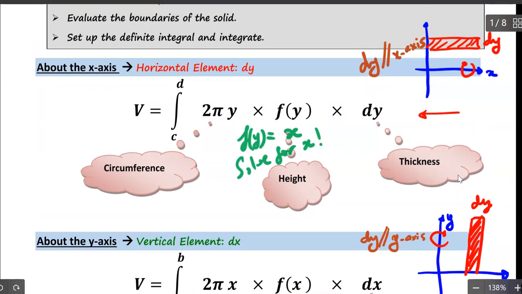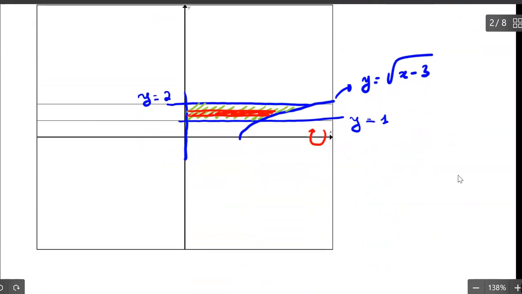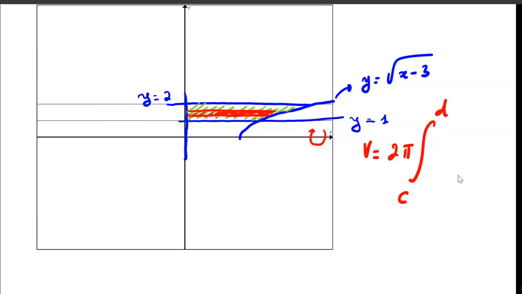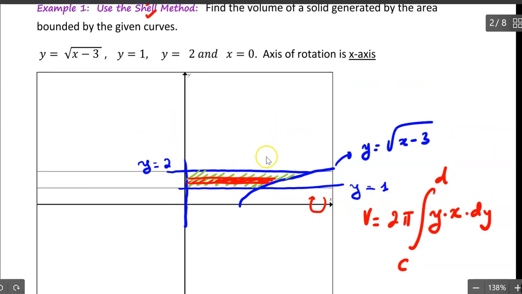We have the horizontal element, so I'm going to use the formula with the dy. The formula I need to use is V equal to 2 pi, the integral from c to d, and because I'm working with dy, I take y times x times dy. Don't forget x is actually f of y. This y is the variable that remains as the integrand, but the x is the one that you are going to derive from the given function, which is right here, y equal to the square root of x minus 3. This is very important here.